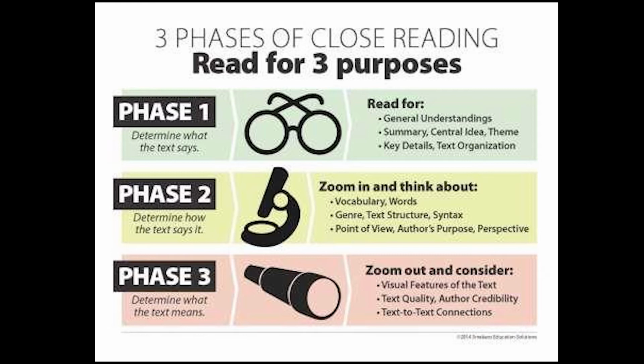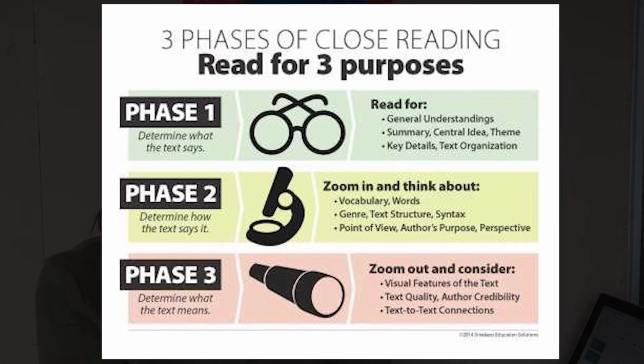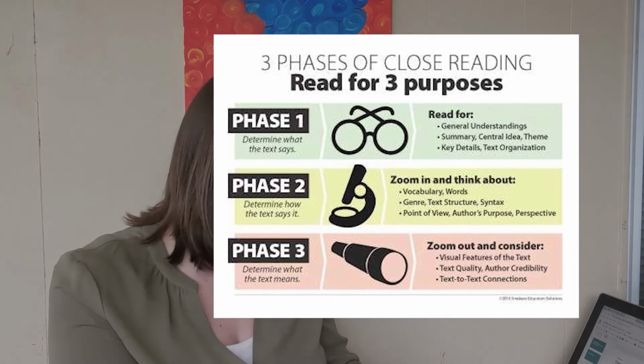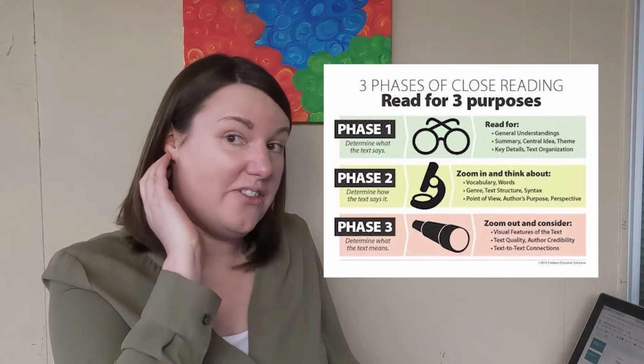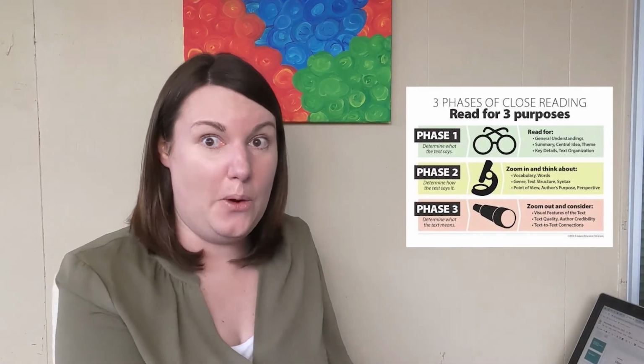Then there's phase 2 where we zoom in and think more deeply about some of the concepts that are presented and about how the author presents those ideas. So that's what we're really focusing in on with our close reading questions, is how does the author say what it is they're saying, okay?